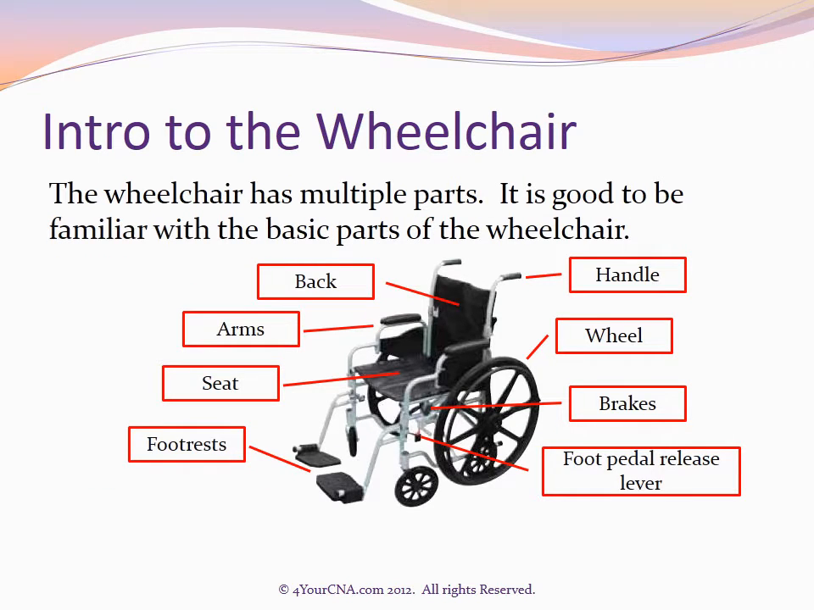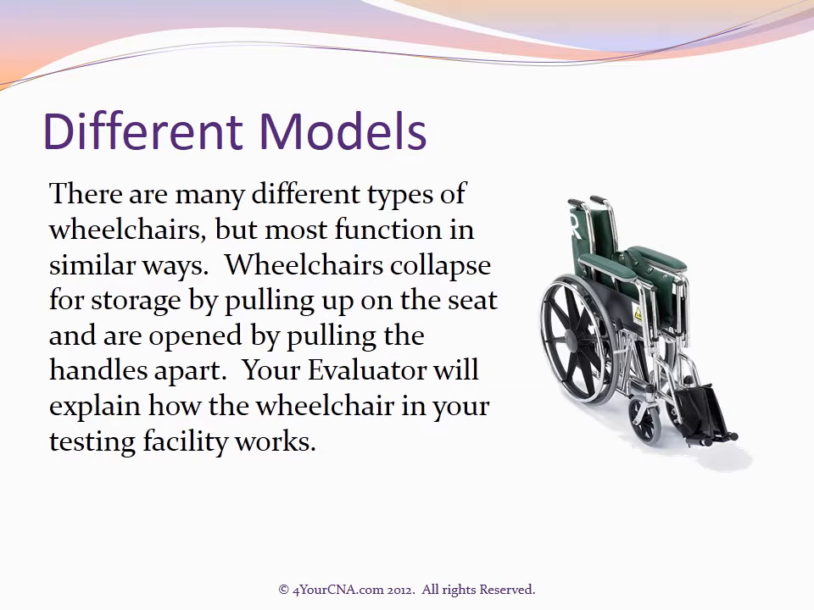The wheelchair has multiple parts. It's good to be familiar with the basic parts of a wheelchair, such as the back, the arms, the seat, the footrests, the foot pedal release lever, the brakes, the wheels, and the handles. There are many different types of wheelchairs, but most function in similar ways. Wheelchairs collapse for storage by pulling up on the seat and are opened by pulling the handles apart.